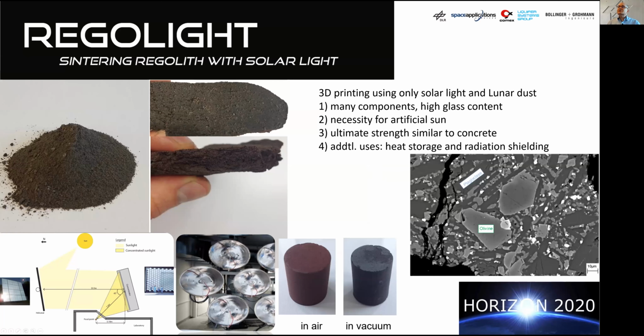You look at the microstructure. You have many components, you have a high glass content. That means you would like to study that from a materials physics perspective. We were very glad that we have an artificial sun, which allows us to avoid fluctuations that you would not have in space anyway. And you can use regolith up to the strength of concrete. And in addition to building something, you can use it for heat storage, radiation shielding, and such. Okay, that's the basis for then constructing things like these.